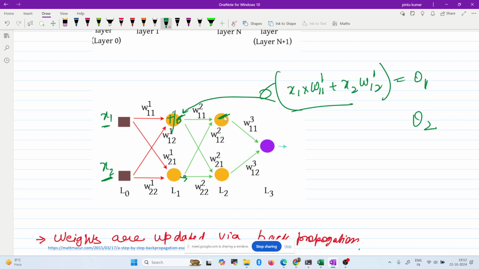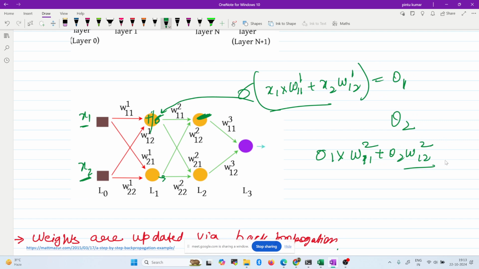Then in the second layer, over here we will have O1 multiplied by W1,2, and O2 multiplied by W1,2. Okay. So then you will get this output over here. Let's say this is O3, this is O4. Then you combine them together to get the final output.